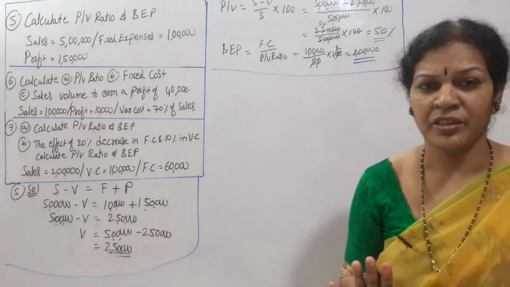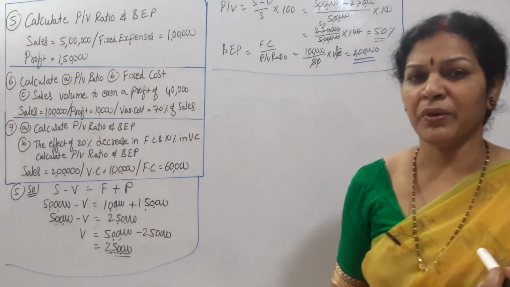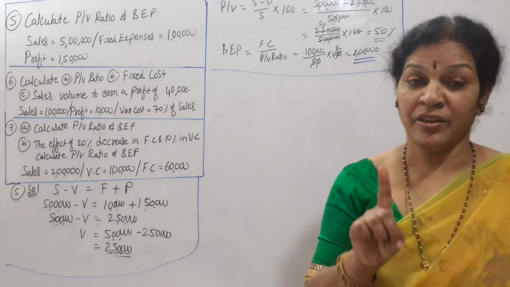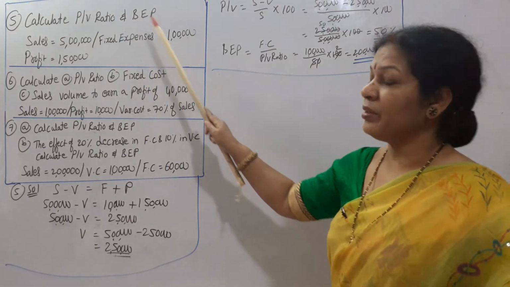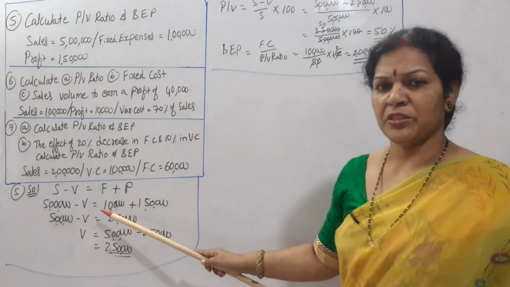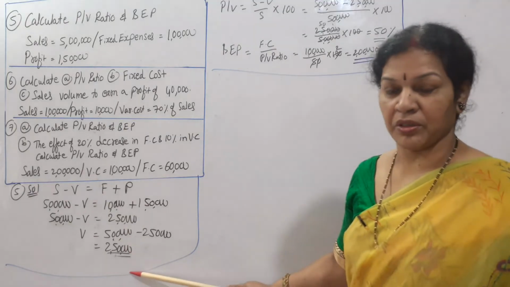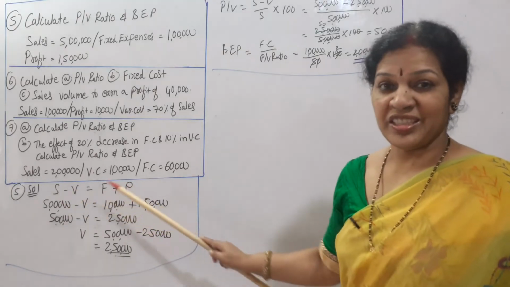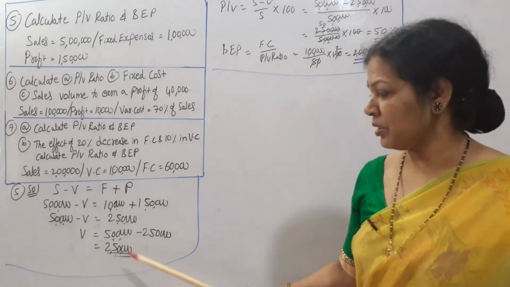Am I clear? We did not do anything. Simply as per the data we have seen what is required: S, V and fixed cost. These 3 are compulsory. Fixed cost, variable cost and sales. Here variable cost is not given. When any item is missing we will use this formula, S minus V is equal to F plus P. So as per that formula you got variable cost 2,50,000, because the rest of the items like sales, fixed cost, profit, these three are given. Easy to calculate.